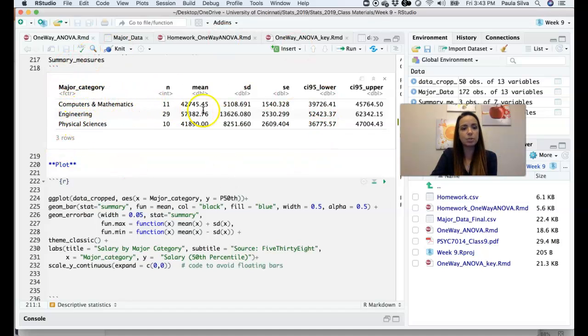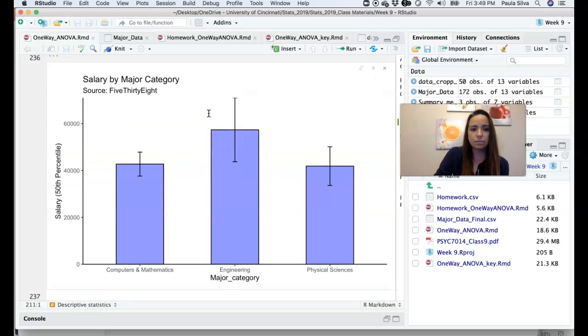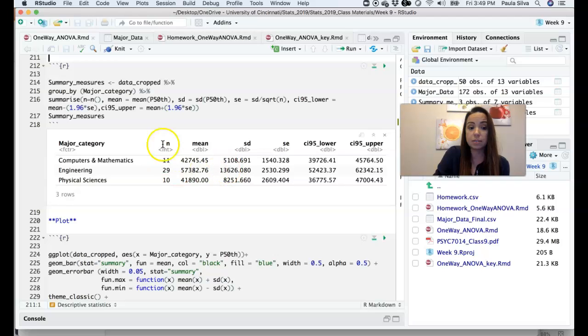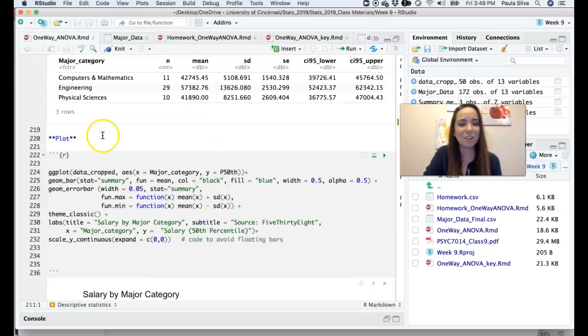And by looking at the table, we see that engineering clearly has the highest typical salary, followed by computers and mathematics, and then physical science. Now, of course, while summary statistics, like numeric summaries, are helpful, they're not the most compelling way to present the data, so we can create graphs.